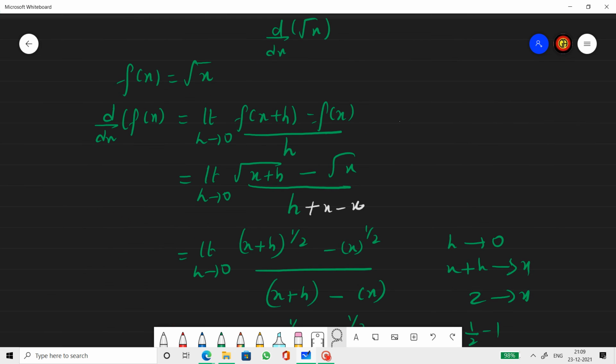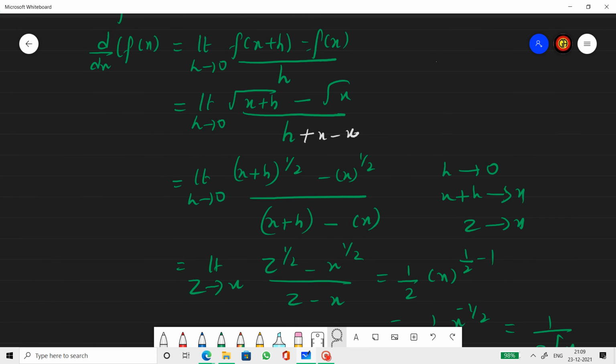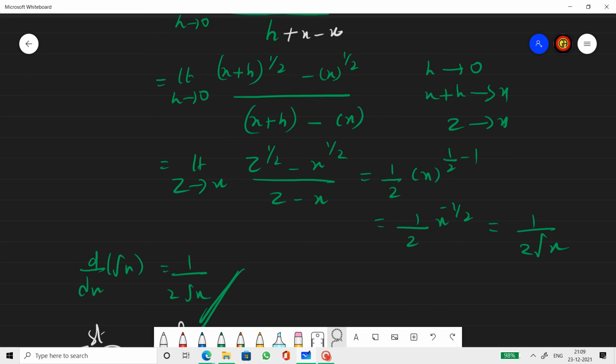And then the root x. Now, if the function is root x, my f of x plus h will become root over x plus h minus f of x, which becomes root x. So this is similar to x power n. So I am adding plus x minus x to the denominator. It is in the form of x plus h to the power of half minus x to the power of half divided by x plus h minus x. Now h tending to 0, x plus h will tend to x. So z form. So therefore, applying the standard limit, we get this as the answer.